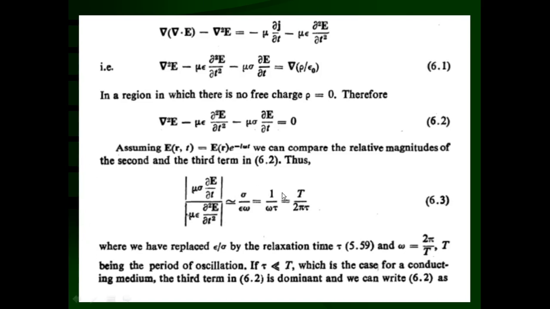So in that case, T is greater than tau, so this ratio is very high. That means the third term is dominant. This means the mu sigma term is dominant in this equation compared to the second term. So you can replace this equation by del square E minus mu sigma del E upon del T equal to 0. This equation is known as the diffusion equation for the conducting medium.